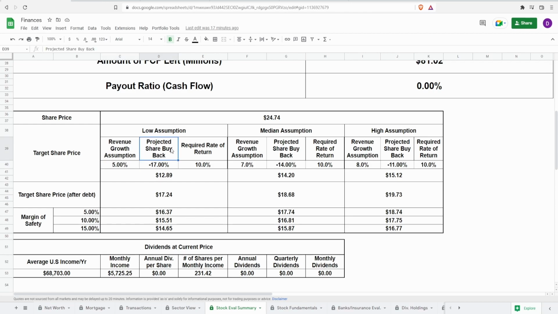For the predicted share buyback, I'm going to use the shares outstanding graph that we just saw. And for the required rate of return, keep it flat 10% to match the S&P 500 on the best years. Now, for my lowest assumption, let's say a growth of 5%, predicted share buyback of -17. This means that the company will continue to issue shares at -17% within the next 4 years. And in doing so, we get the target share price of $12.89.